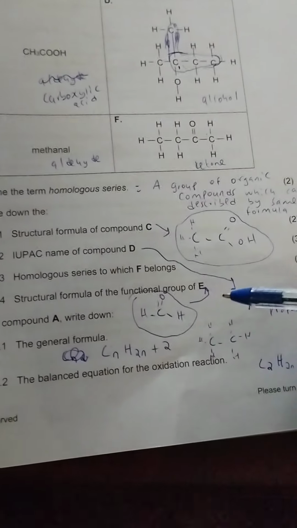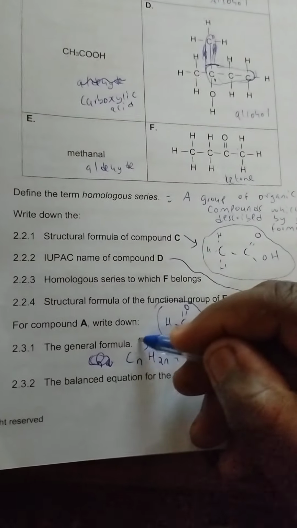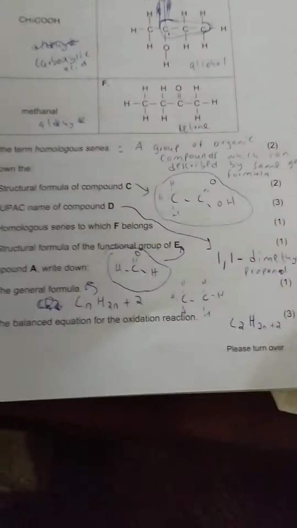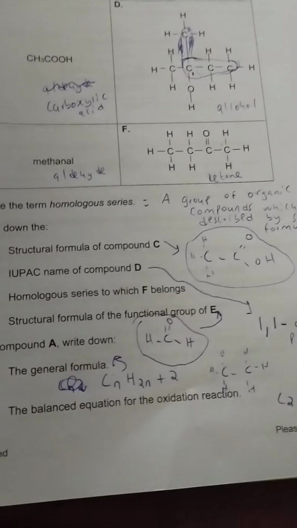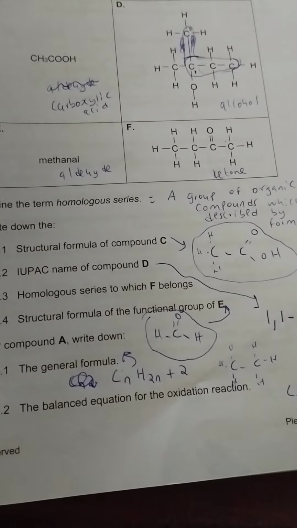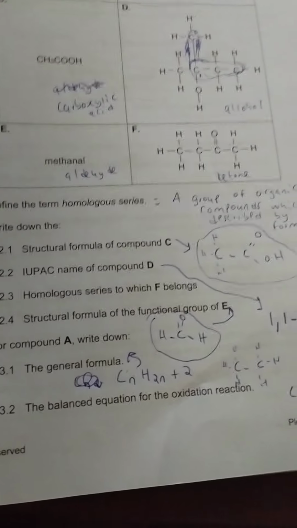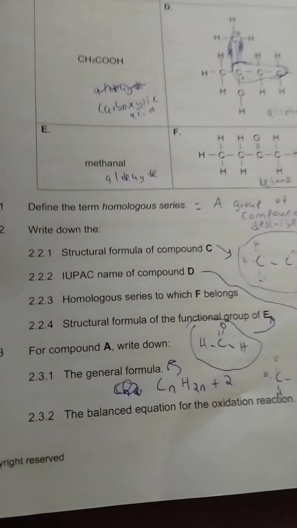Okay. So I just want you guys to know the general formulas, just know that they differ from each other. Double bonds will be CnH2n, and then the triple bonds will be CnH2n minus 2. Yeah? So let's finish up with this next question now.